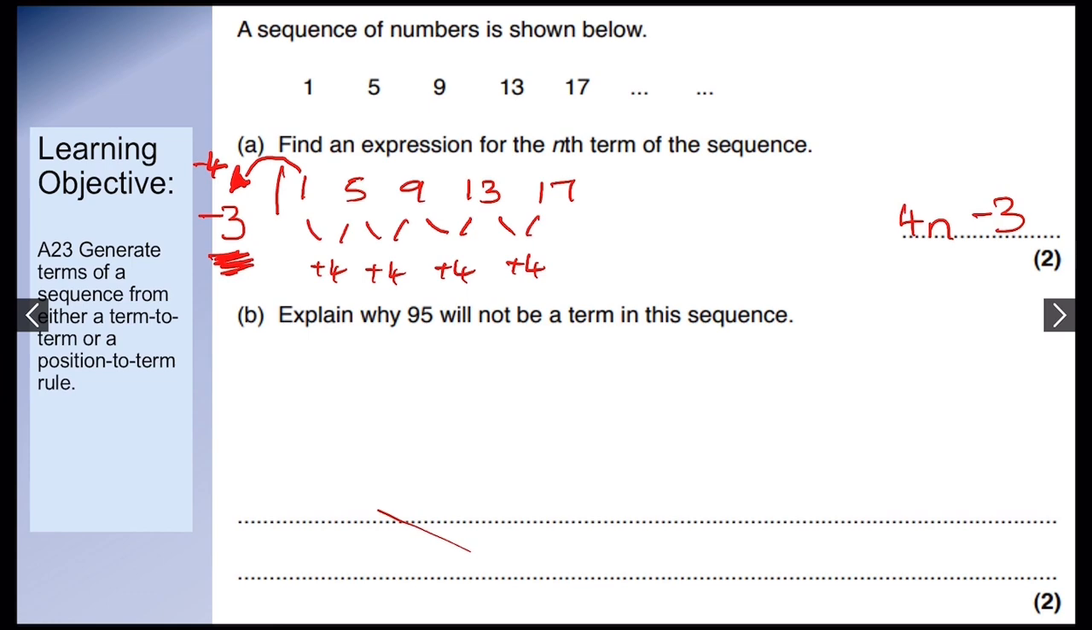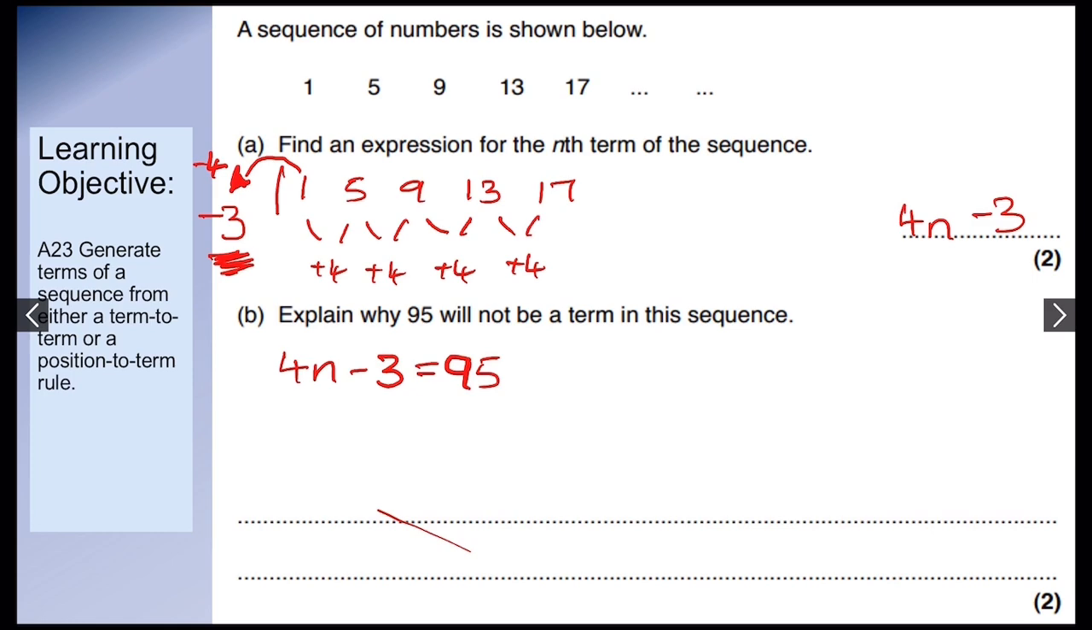Now, in some of the exam questions we had yesterday, we were looking at trying to find out which terms are in the sequence. Now it says explain why 95 will not be a term in this sequence. So probably there are a number of ways of doing it. The proper way of doing it is to solve the equation. So when we solve equations, we need to know what our rule is. 4n take away 3, and it says explain why 95 is not a term in the sequence. So we're going to do 4n take away 3 is the same as 95.